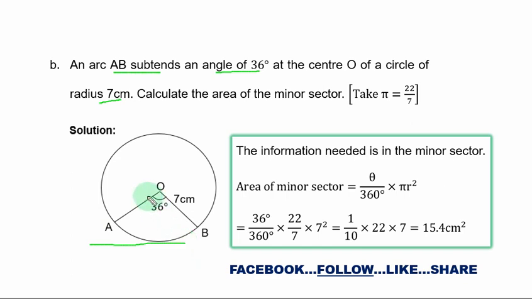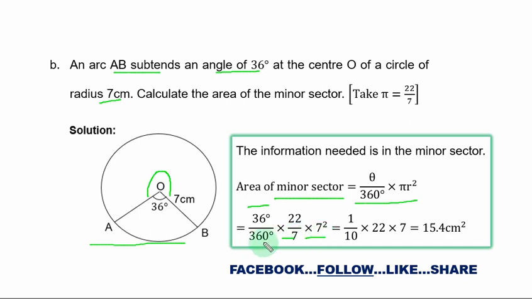But assuming you are asked to get the area of the major sector, you need to subtract the given angle that is in the minor sector from 360 degrees. But since we have it in the minor sector, we work with it the way it is. Area of minor sector, the formula is this. You replace theta with 36 degrees over 360 degrees times pi times 7 squared.